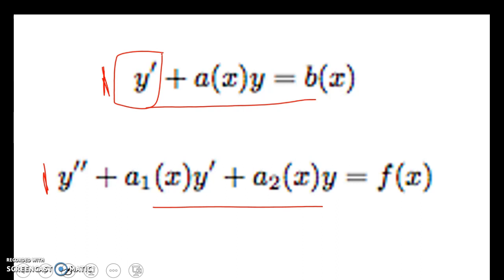In the second equation, which we'll call equation 2, we see the second derivative being taken, which makes this a second order equation. So if we have a first order derivative, it's a first order equation. If we have a second derivative, it is a second order equation. Now, they are both linear.